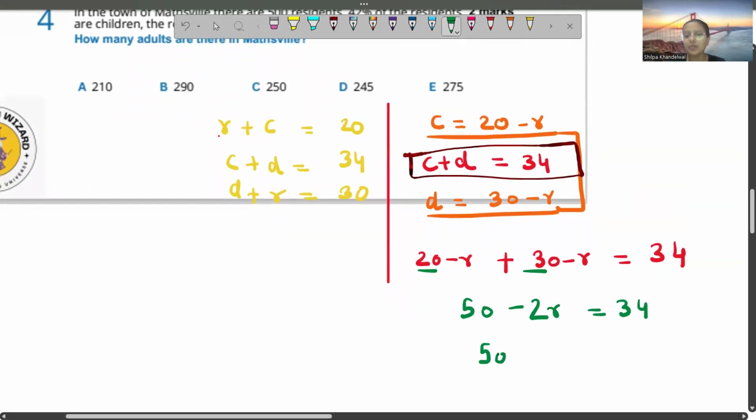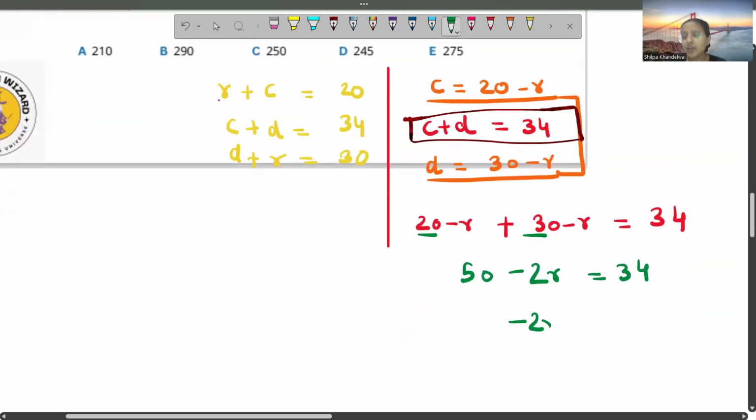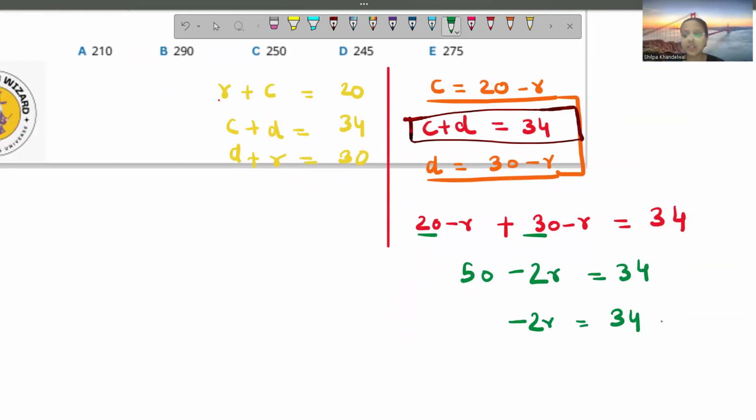Now what we have to do is, minus 2R, we'll keep it as it is. We will shift the 50 to the other side. And again, it's a positive term, so on the other side it will be negative, right? Now we have minus 2R equals. Now all you have to calculate is 50 minus 34, correct? So when you do so, you will get the answer as negative 16.